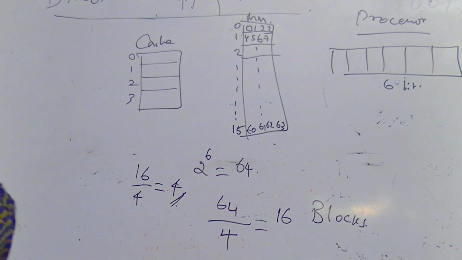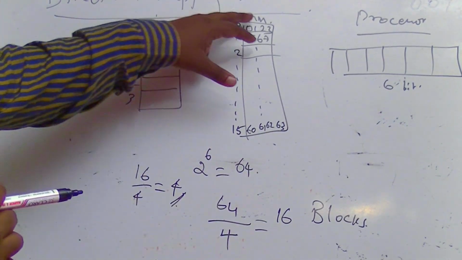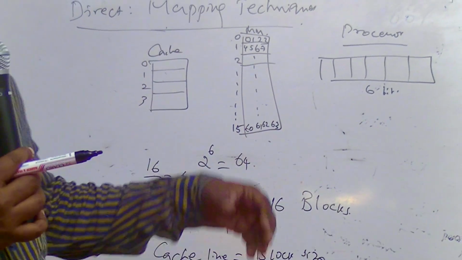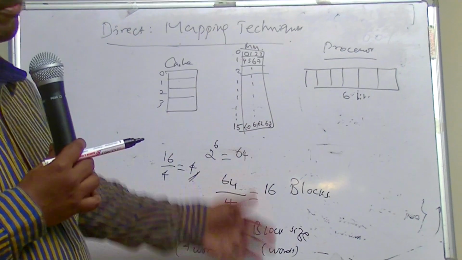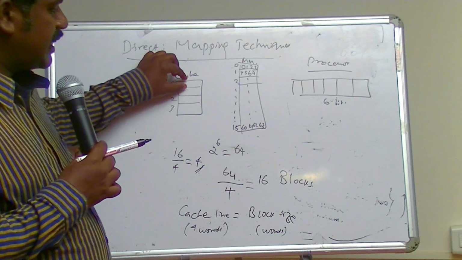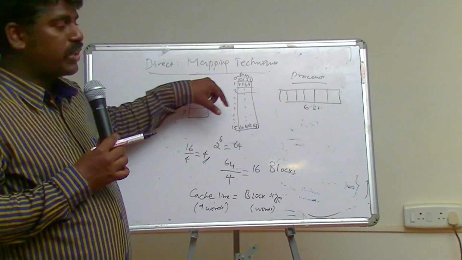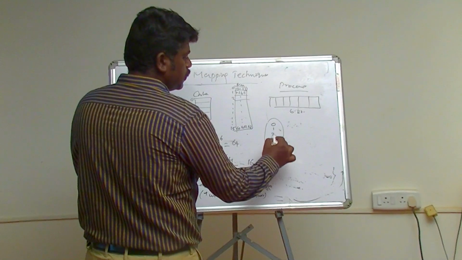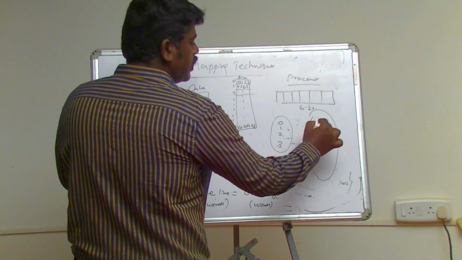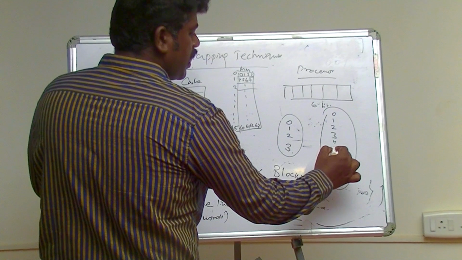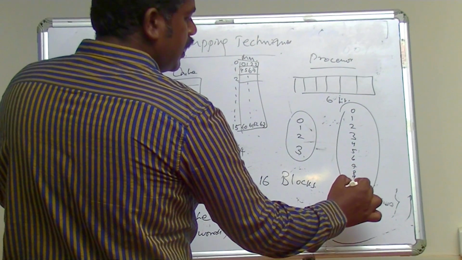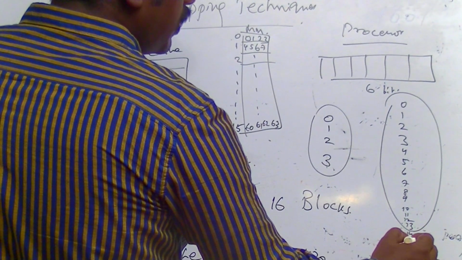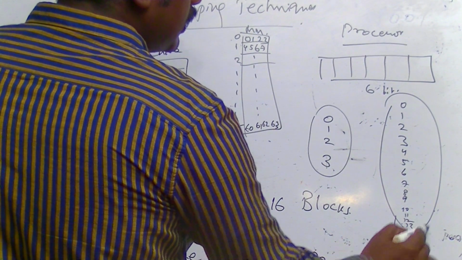So this is how the cache lines are differentiated, and the number of blocks is 16. These 4 lines are going to get associated with 16 different blocks, so each cache line is going to be associated with 4 different main memory blocks. For example, you will have blocks 0, 1, 2, 3, 4, 5, 6, 7, 8, 9, 10, 11, 12, 13, 14, 15. So consider 16 words.